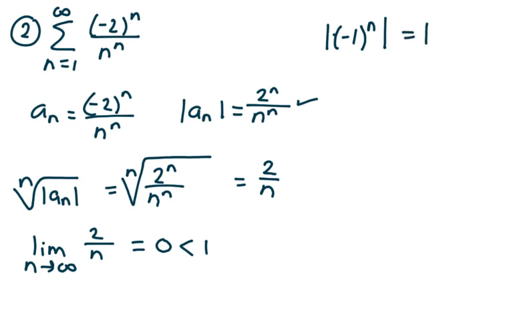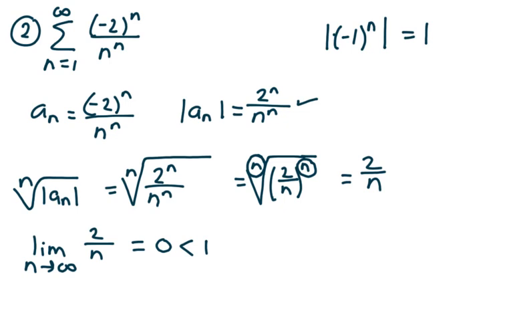Okay? So the nth root of the absolute value of a sub n is the nth root of 2 to the n over n to the n. Now, if this helps, you can think about it this way. This is equal to the nth root of (2 over n) raised to the nth power. Notice how the index of the radical and the exponent match. And so we're left with 2 over n.